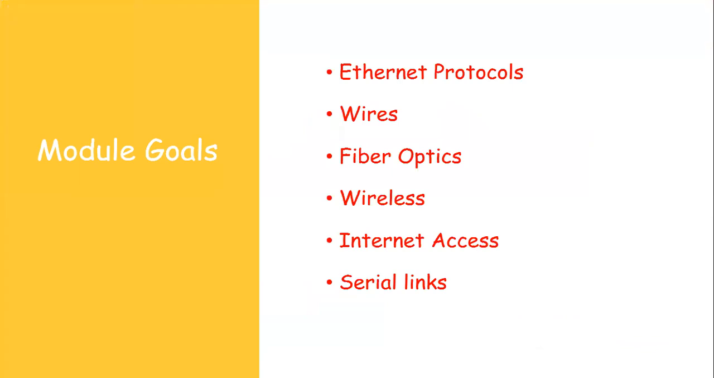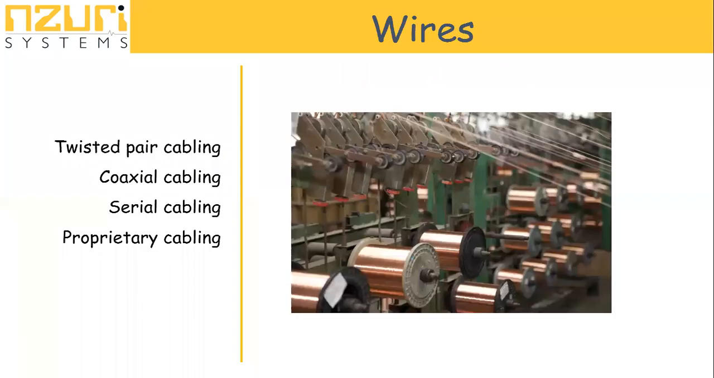So in this particular class, we'll be covering the following. We'll look at some Ethernet protocols, specifically protocols that have to do with cabling. We'll speak of the different types of wires that we have. We'll look at fiber optics. We'll look at wireless, and we might speak of how we get internet access, and then some proprietary links like serial connections. Okay, so let's get straight into it and start.